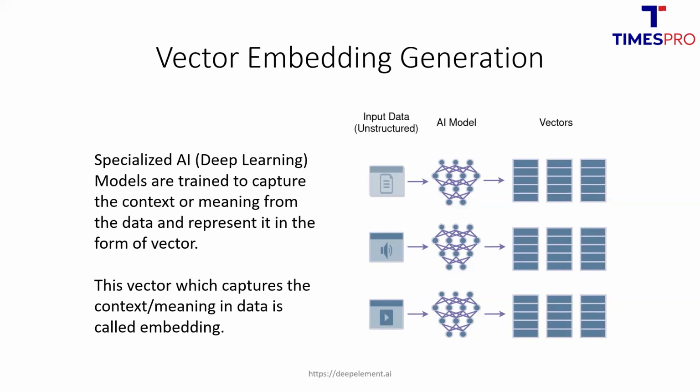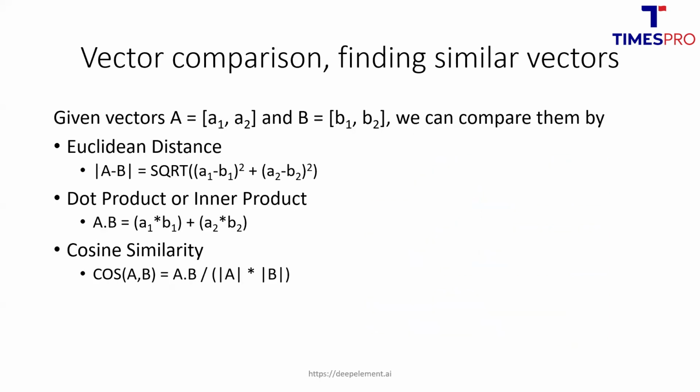And these vectors which encapsulate the context or the meaning in the data, those vectors are called embeddings. Okay. Otherwise, we can generate vectors randomly as well, but not every vector is an embedding. Embeddings are those vectors which encapsulate some amount of knowledge or meaning that's present in the raw data. Okay, so this is the beginning of it.